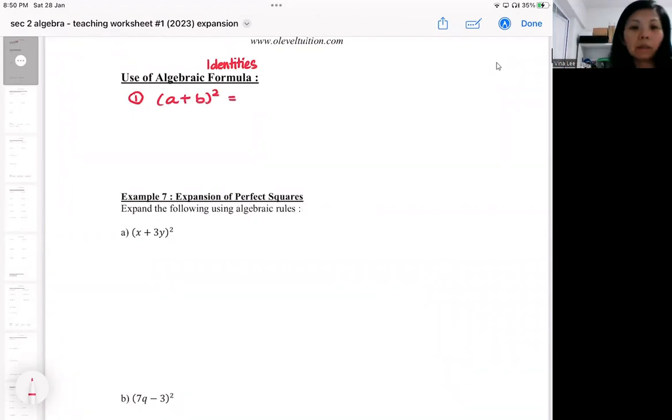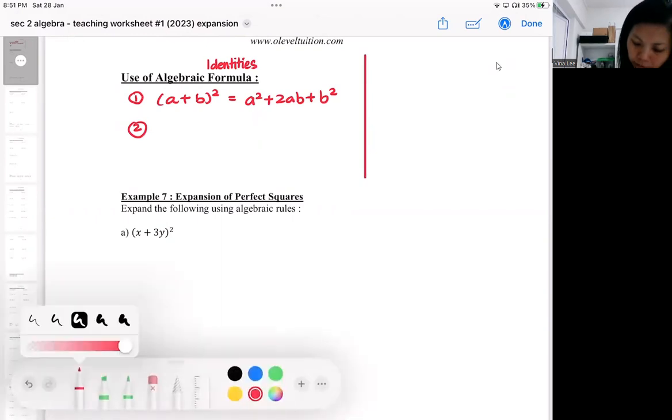So the first formula is for a plus b, the whole thing squared. So they came out with this formula. If you are interested in how they came up with this formula, I can show you a tiny part first. So how do they come up with this formula?